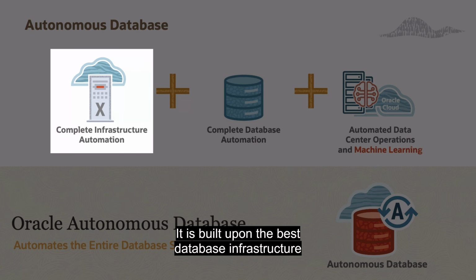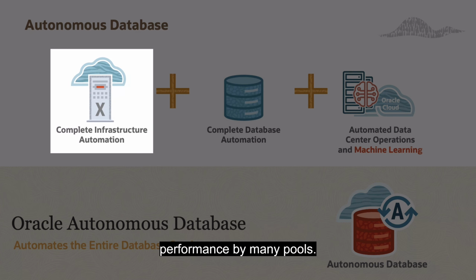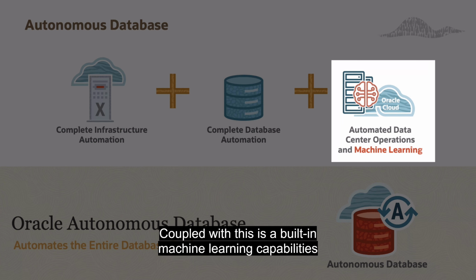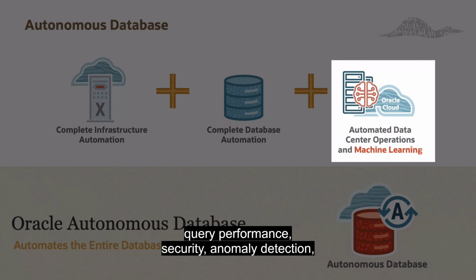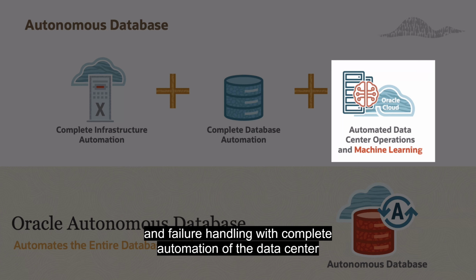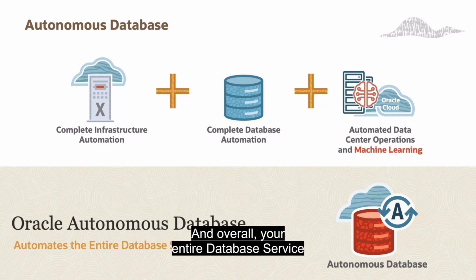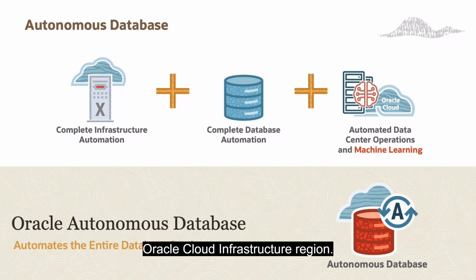It is built upon the best database infrastructure, that is Oracle Exadata, to further boost your database performance many folds. Coupled with this are built-in machine learning capabilities that monitor and automate several key areas, including workload optimization, query performance, security, anomaly detection, and failure handling, with complete automation of the data center operations. And overall, your entire database service is hosted in a highly protected and highly available Oracle Cloud Infrastructure region.